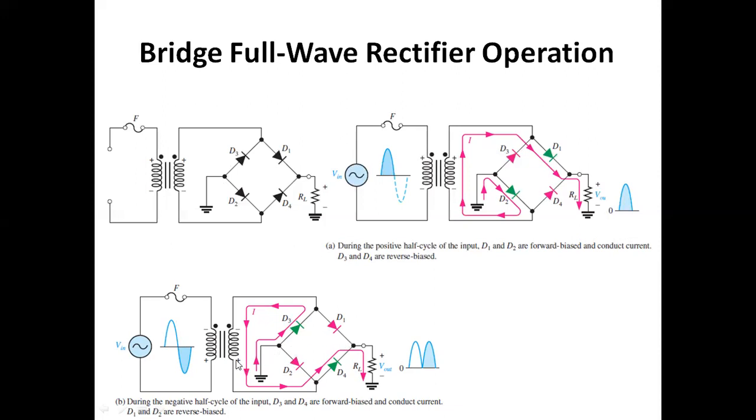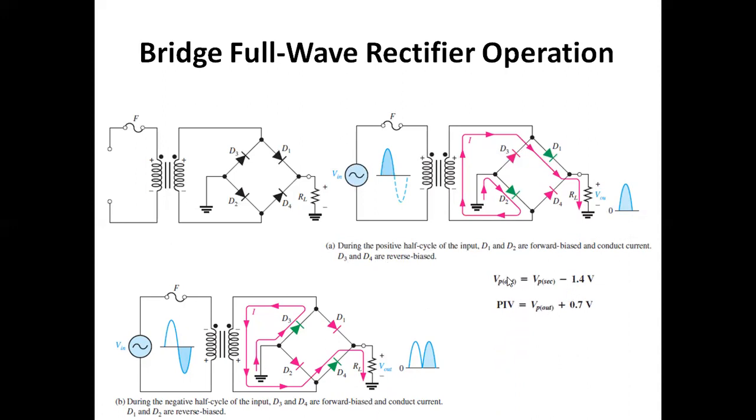Therefore, how does current flow? From the transformer through D4 to the load, remember it can't go this way because this is reverse biased, from the load to the ground, again from the ground all the way to D3, back to the transformer. And a voltage again is developed across the load resistor like this. And this voltage is the same polarity as this voltage. So we have achieved rectification. Again, you can see the direction of flow of current in the two alternating half cycles through the load is the same. So again, rectification has been achieved.